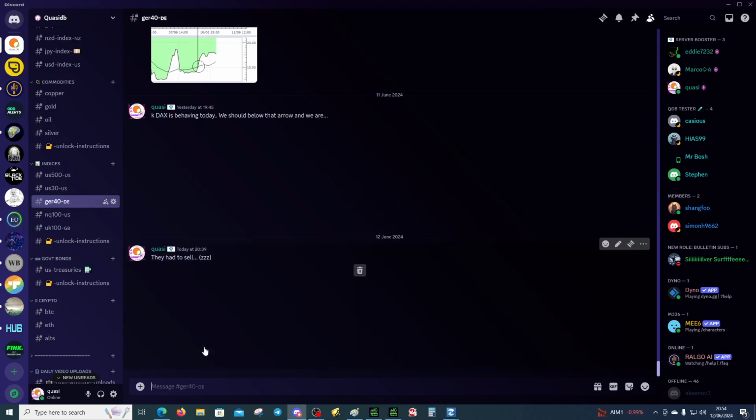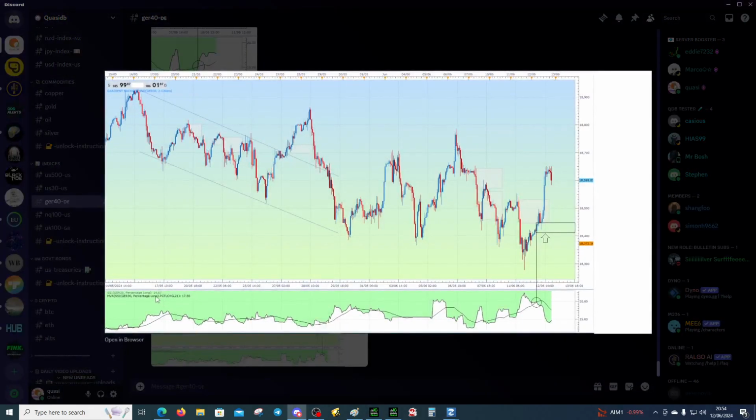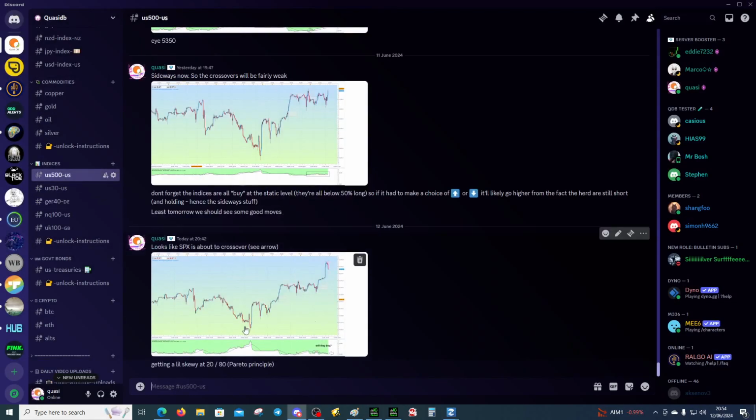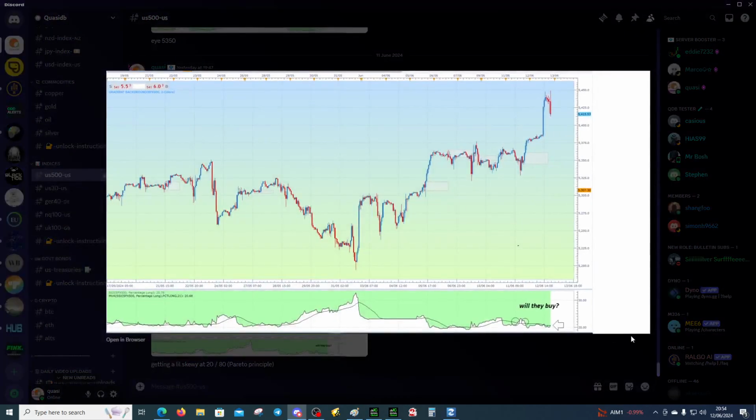We can come to DAX, look at the sentiment, 14%. So it's ignored that. So US 500 might ignore it, but will they buy? That's the big question. And it looks like they might. If they do try and buy this dip, this is going to be the high, and this could be your stop loss. But you'd want to be really careful about shorting, because we're trending very strongly up.